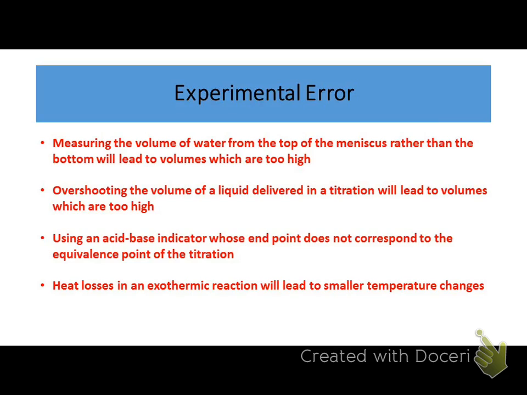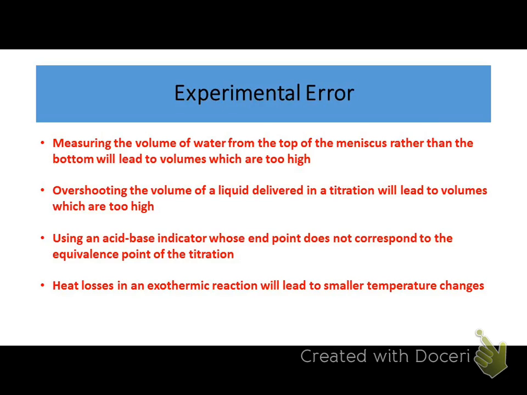So for instance, if you're measuring the volume of water from the top of a meniscus rather than the bottom, this is going to lead to volumes which are too high. It's going to create an accuracy problem. If you overshoot the volume of a liquid delivered in a titration, this is going to lead to volumes which are also too high. Affects the accuracy. Using an acid-base indicator whose endpoint does not correspond to the equivalence point of a titration. Affects the accuracy.